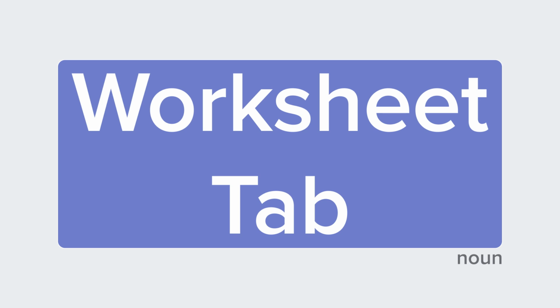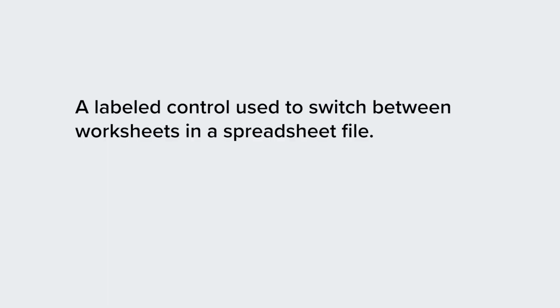This video explains what a worksheet tab is. In simple terms, a worksheet tab is a labeled control that lets you switch between different worksheets inside the same spreadsheet file. Each tab represents one worksheet.